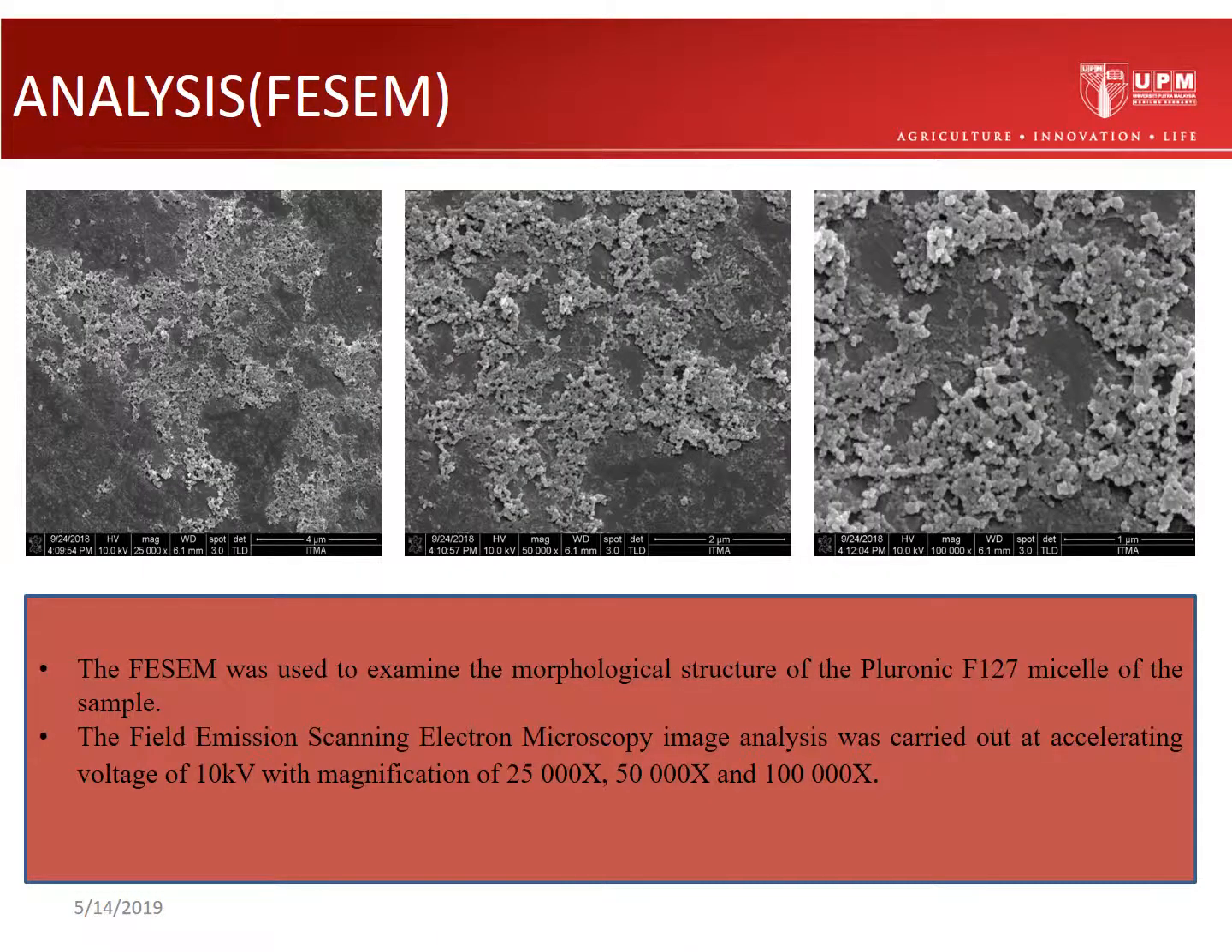Okay, now we're going to proceed with the final analysis, which is the FESEM. So FESEM was used to examine the morphological structure of F127 micelles. So the imaging was carried out at an accelerating voltage of 10 kV and with magnifications of 25,000, 50,000 and 100,000.